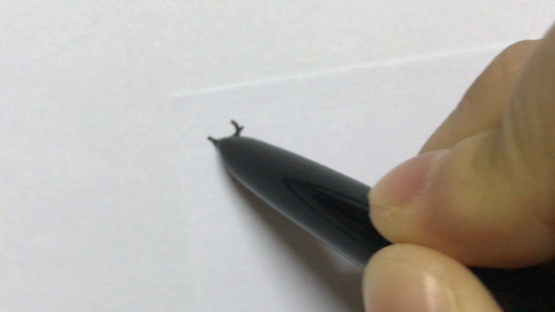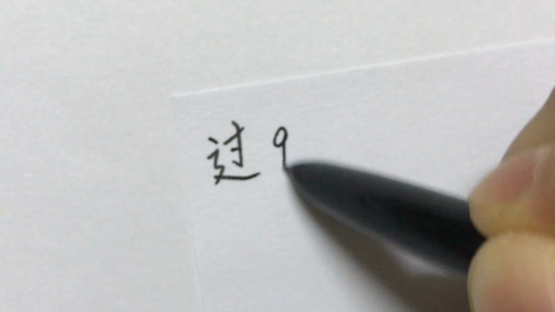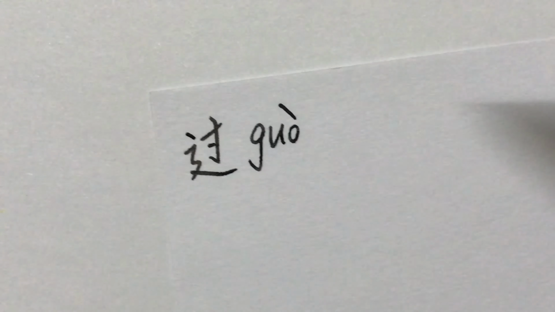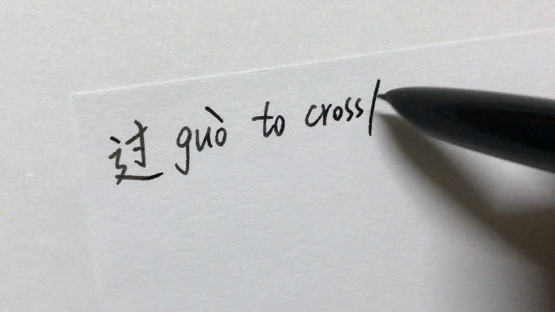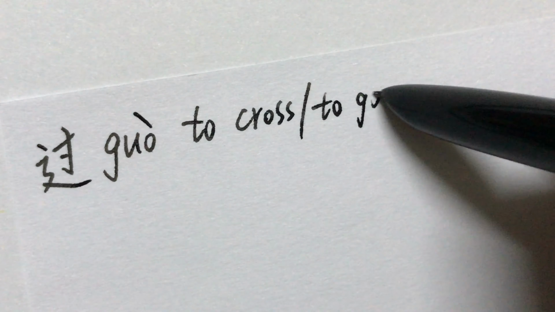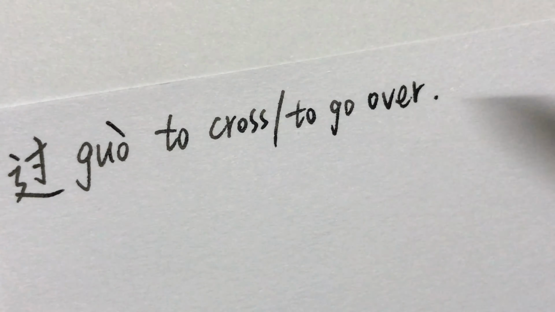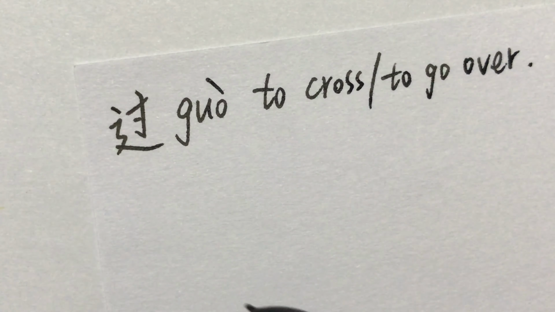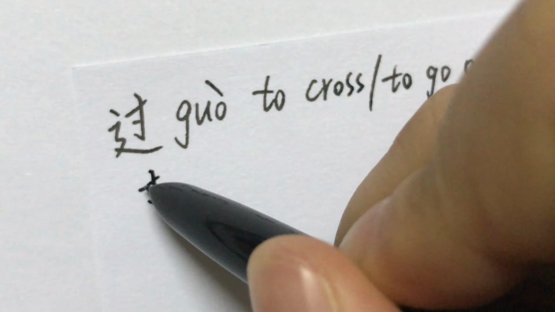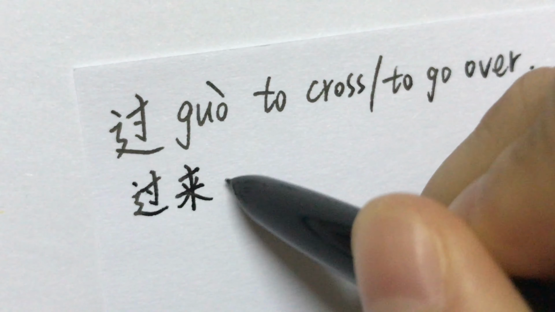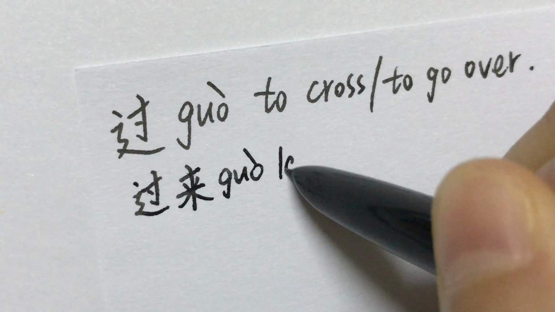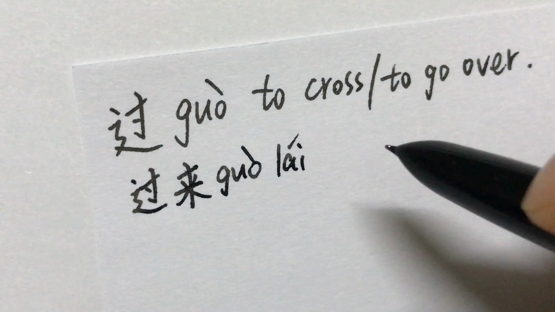过. It means to cross, to go over. 过, for example, 过来. 过来 means to come over.